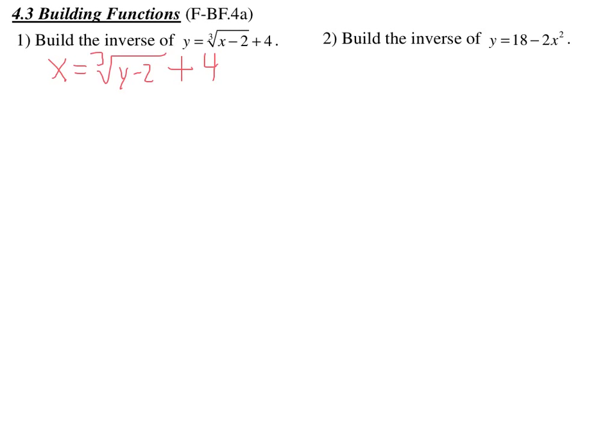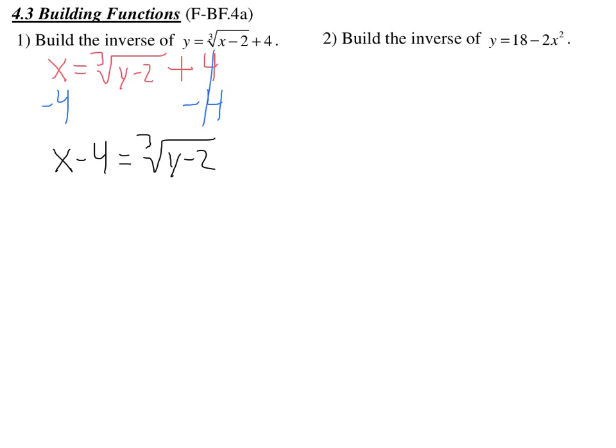So the first step to get the y by itself, as I see, is we're going to minus the 4 over. So that's gone. And that leaves you with x minus 4 equals the cube root of y minus 2.